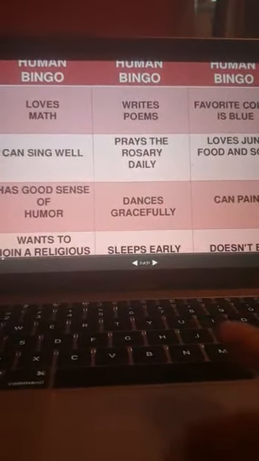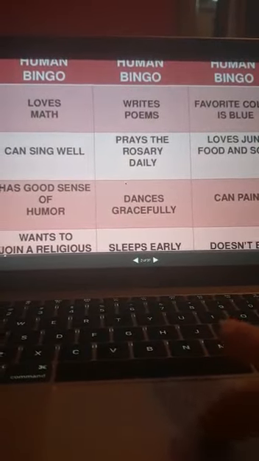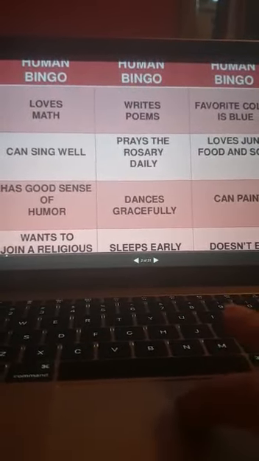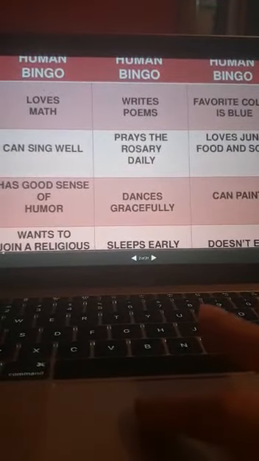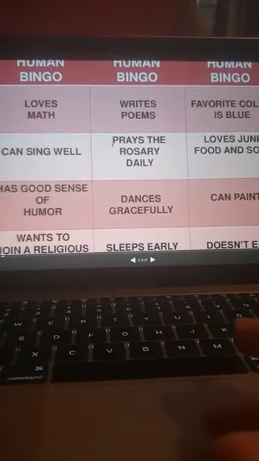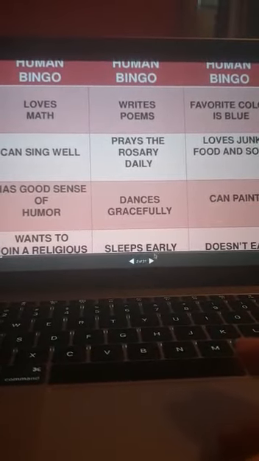I've started with this kind of game, human bingo, where we can take some subject or some noun and write about them. Like somebody loves maths, somebody can sing well. So this is just an icebreaker.